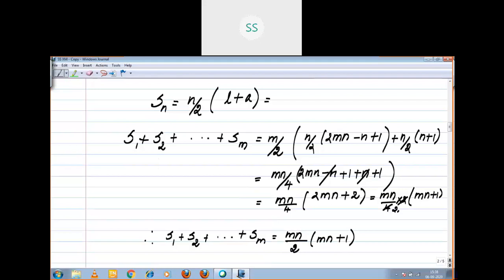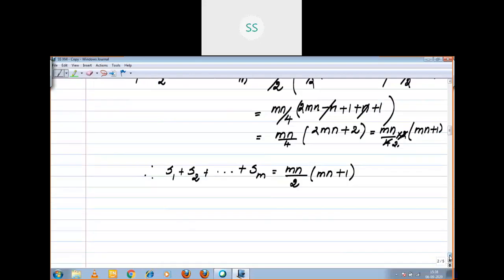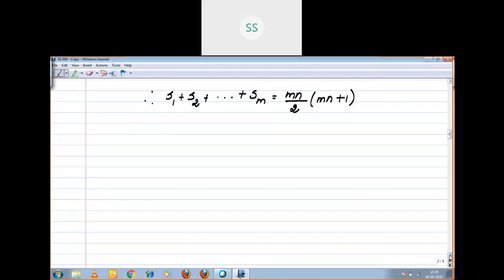Find the sum of a minus b by a plus b plus 3a minus 2b by a plus b plus 5a minus 3b by a plus b plus etc. up to 12 terms. Got it, children? First term, what is your thing in the given format? Question number 12. First term, what is it? T1 equal to a minus b by a plus b.